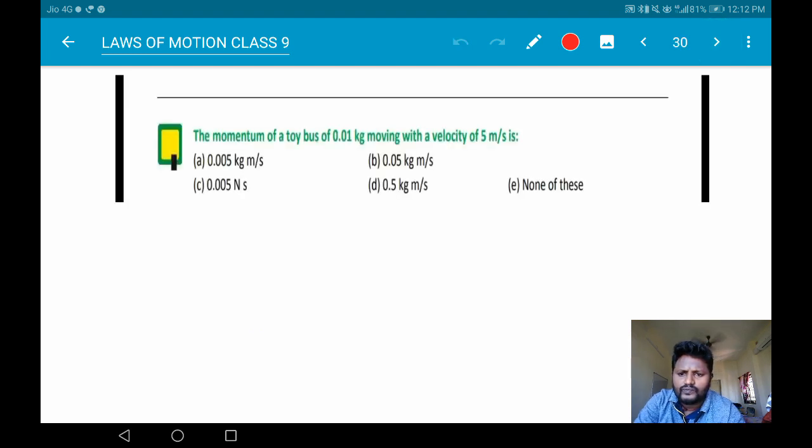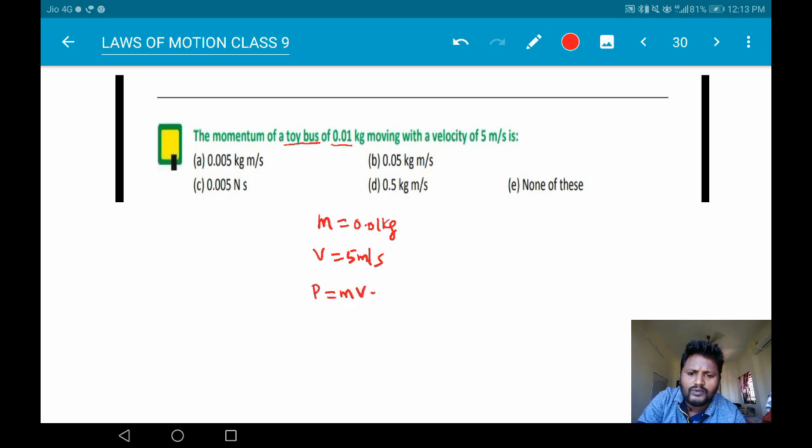Right. The question is given like this. The momentum of a toy bus of mass 0.01 kg moving with a velocity of 5 meter per second is. So what is given in this question? Mass of the body is given as 0.01 kg and velocity is given as 5 meter per second. They are asking what is its linear momentum.